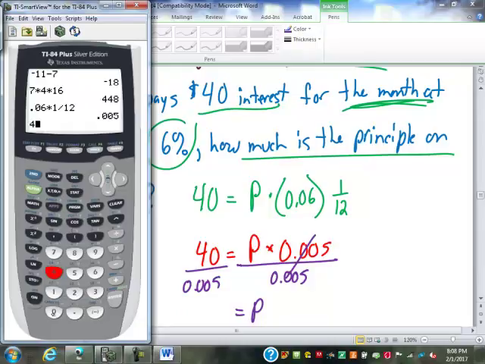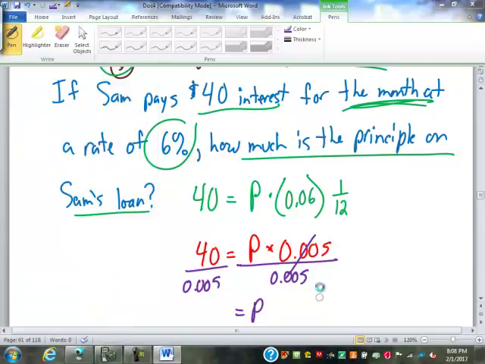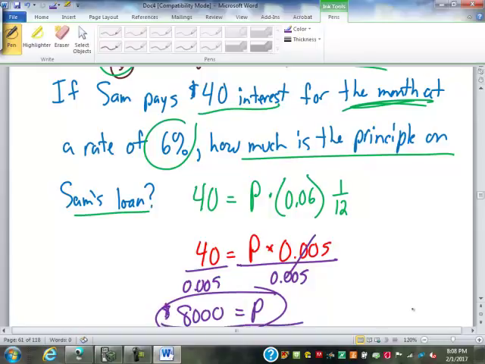40 divided by 0.005. Now I'm going to show you a neat little trick on your calculators. I did 40 divided by 0.005 was my last answer. So I hit second and then my negative key, you see it says ANS above it. That's saying that's the previous answer. So you take 40 divided by the previous answer. $8,000 is my principal. So the principal on Sam's loan is $8,000.